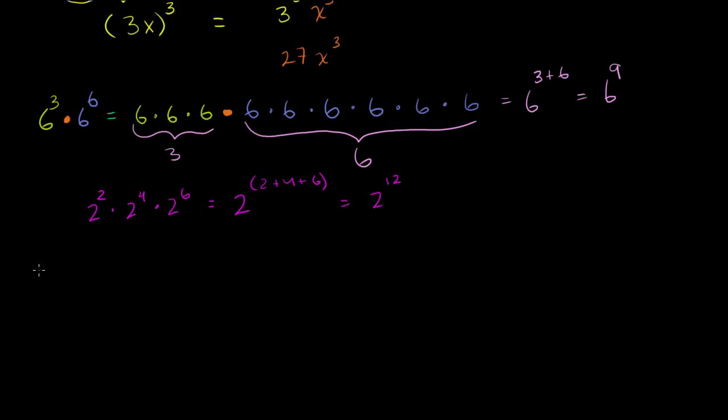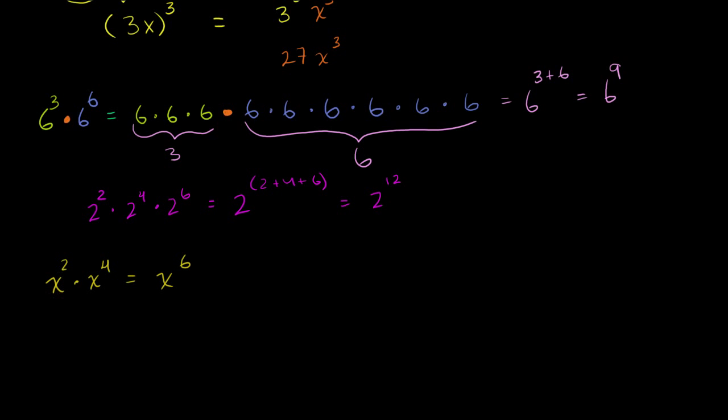exact idea. What is x squared times x to the fourth? Well, we could use the property we just learned. We have the exact same base, x. So it's going to be x to the 2 plus 4 power. It's going to be x to the 6th power.